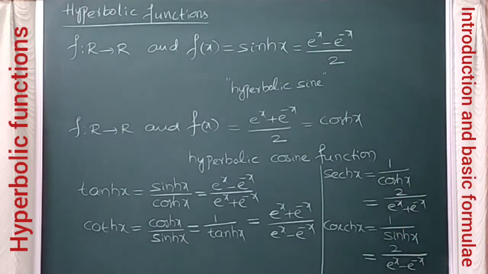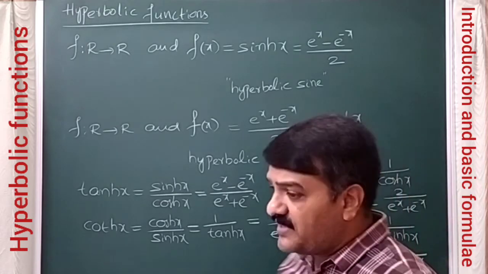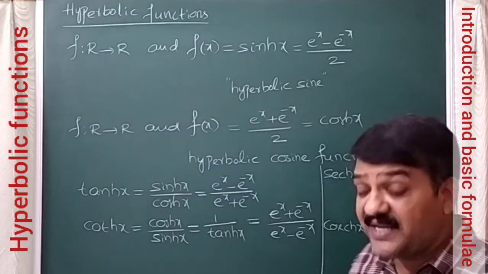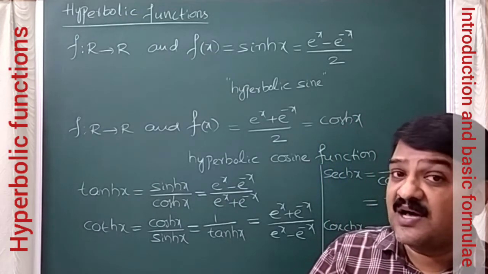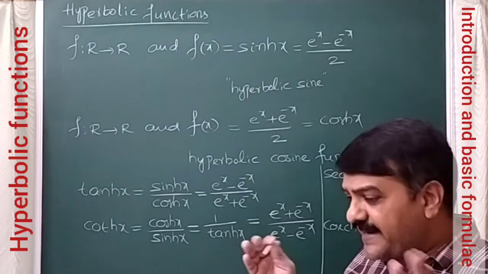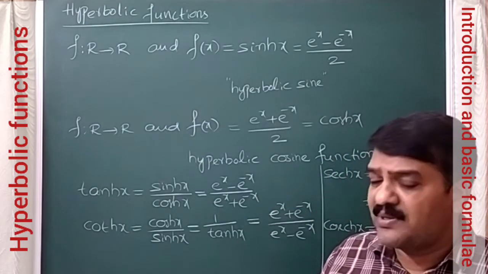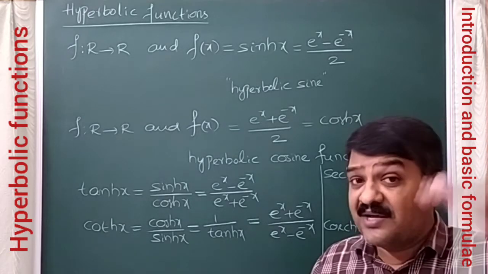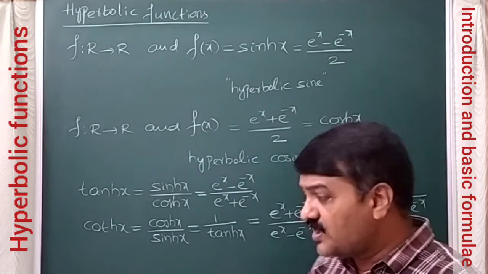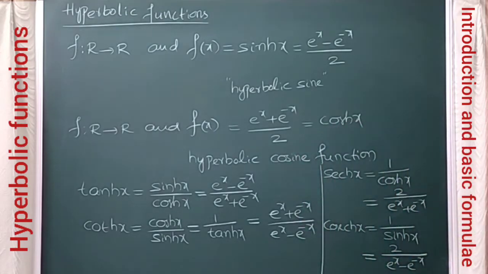Now let us see the identities related to these hyperbolic functions. The identities or basic formulas which we have learned in trigonometric functions are not going to be the same in hyperbolic functions. There is a slight variation in some formulas, and only some are identical when compared to the formulas we learned in trigonometric functions. So we will discuss the basic formulas and identities now.